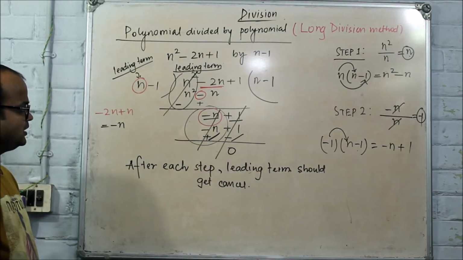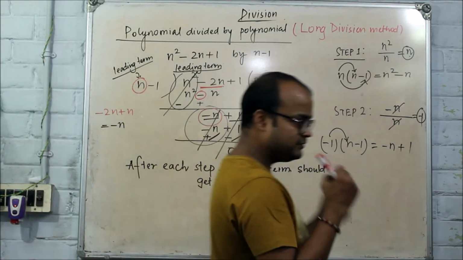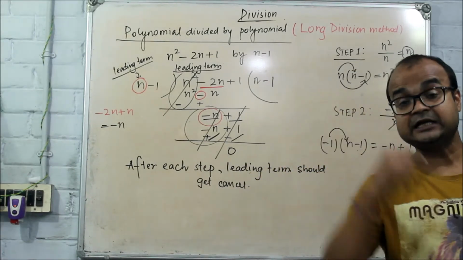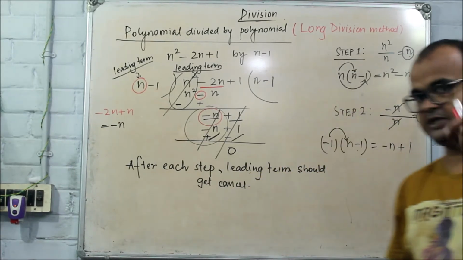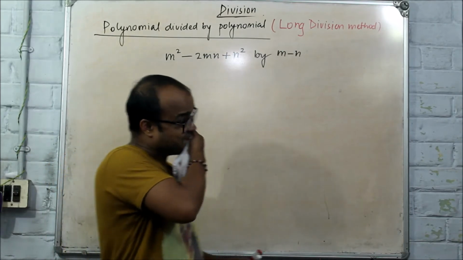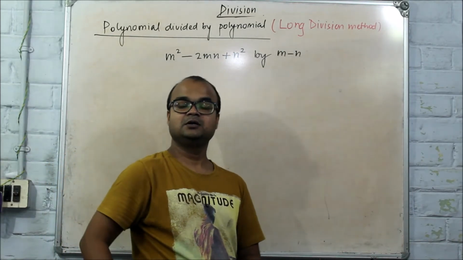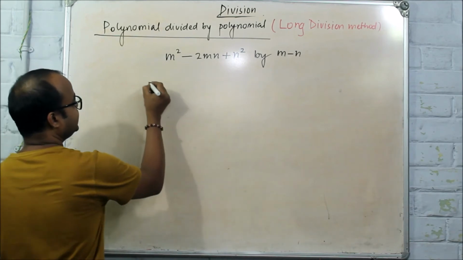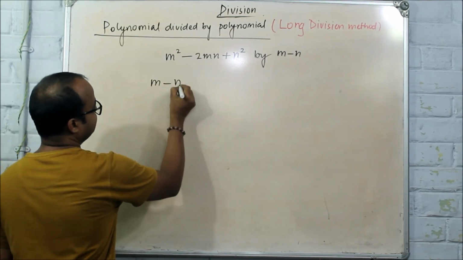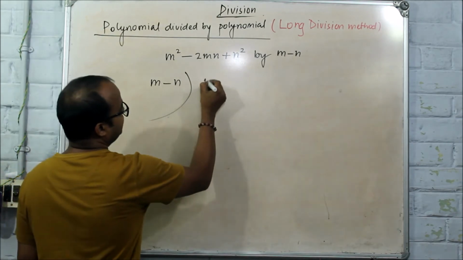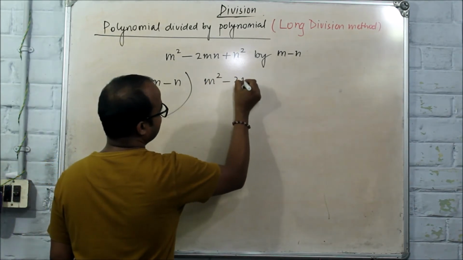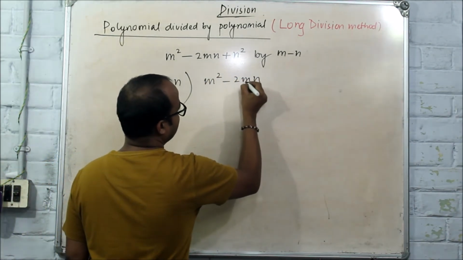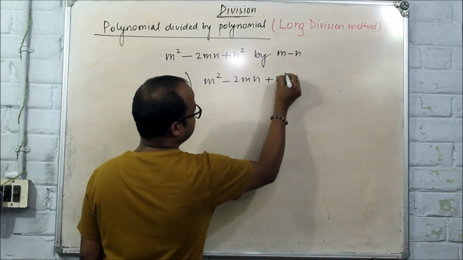Clear? I think you find it a little bit difficult. I'll take another example to explain you. So moving on to another problem. You write it as m minus n, m square minus 2mn plus n square.